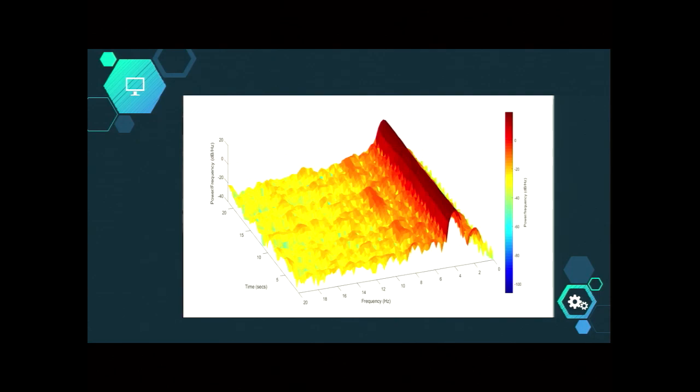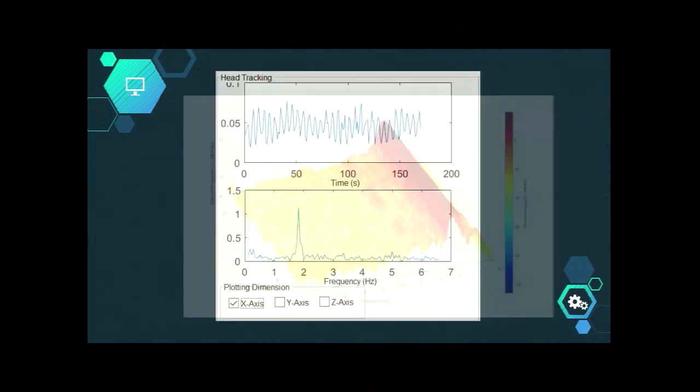In order to ensure that we're able to track frequency over time, we calculated the spectrogram of this signal. The darker the red indicates the more powerful the frequency content at that specific point. And as you can see, at around 3 hertz, or our simulated tremor, the frequency content is consistent over time, suggesting that our device does not lose its ability as the test progresses.